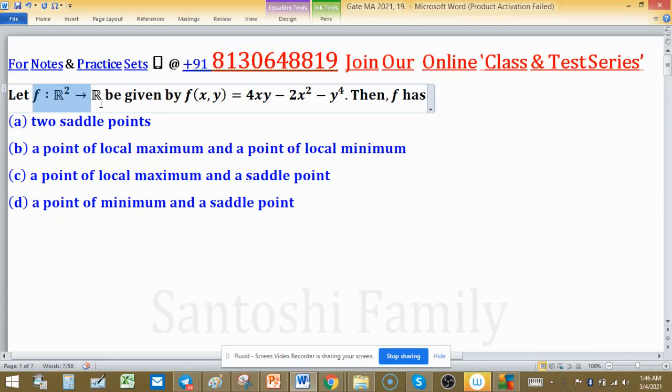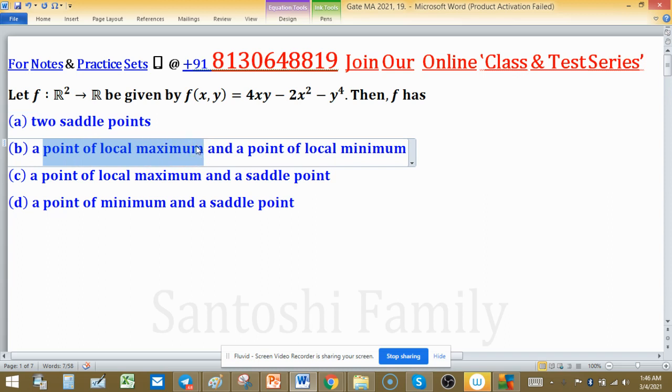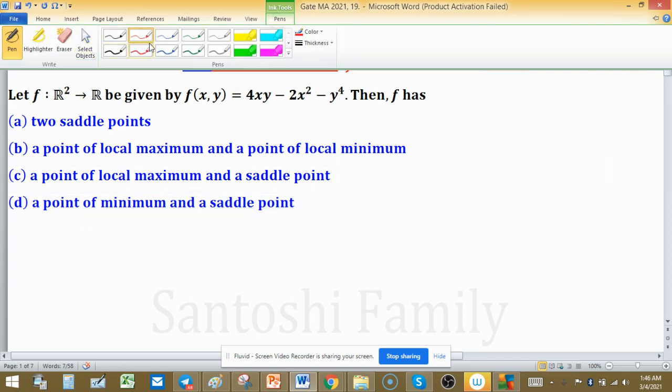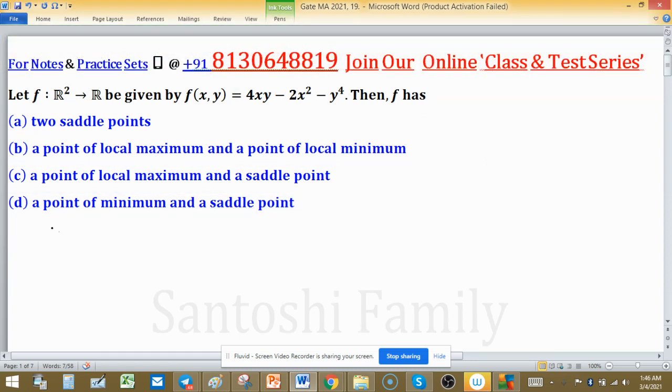Let f be a function defined from R2 to R given by this relation. Then f has: two saddle points; a point of local maximum and a point of local minimum; a point of local maximum and a saddle point; or a point of minimum and a saddle point. Basically, 3 or 4 options are asked about in this problem.